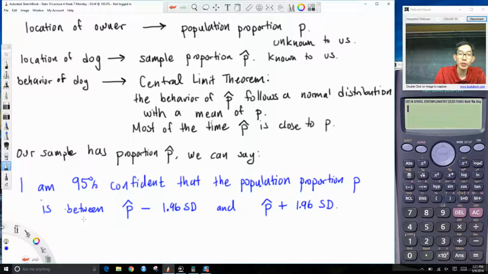And what was the standard deviation when we're talking about sampling distributions? You guys remember? The square root of p times 1 minus p over n. Okay. There's a slight problem here, in that we don't know what p is. Okay. We don't know p.